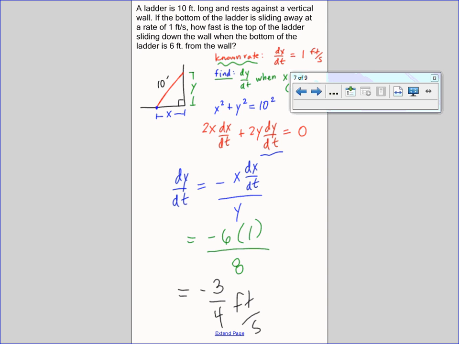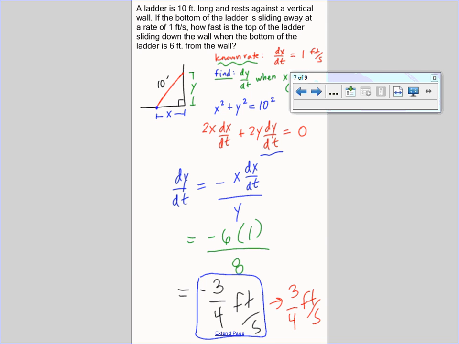Now when it's asking how fast, we could say, well, if that's speed, then it's always positive. However, dy/dt itself is negative. And so depending upon what the question is asking or how it's worded, yes, this would be a positive 3/4 feet per second for speed, but dy/dt is negative. Either one is fine. The point of this was to remind you about how each term gets a rate spit out.